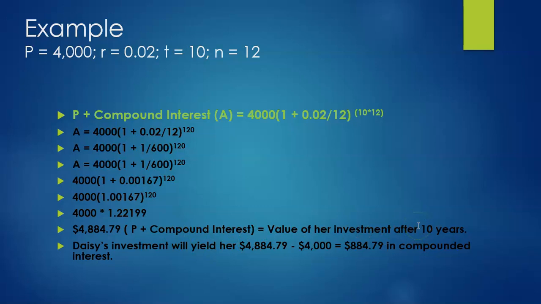after 10 years. If you were to determine just the compounded interest, then you'd subtract the principal amount, which would give you the remainder of $884.79, which is the compounded interest Daisy yields after a period of 10 years.